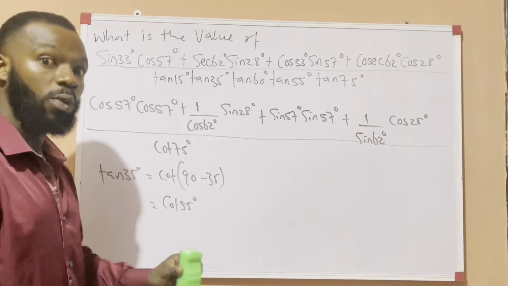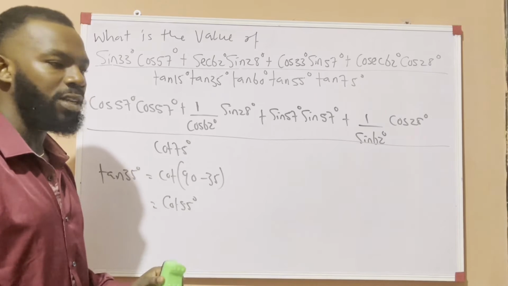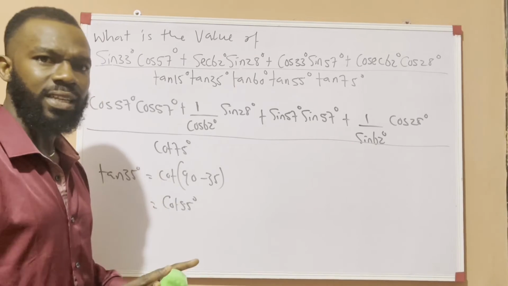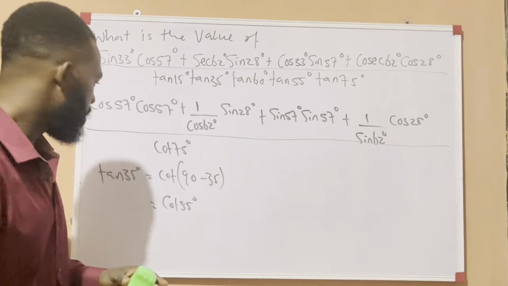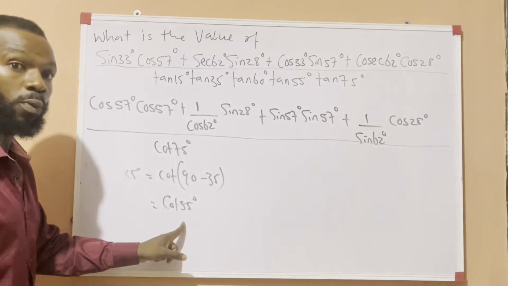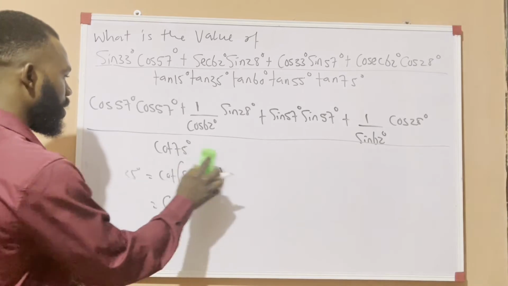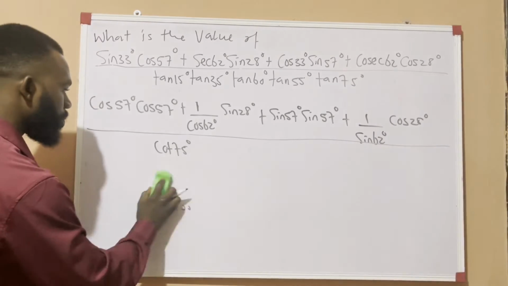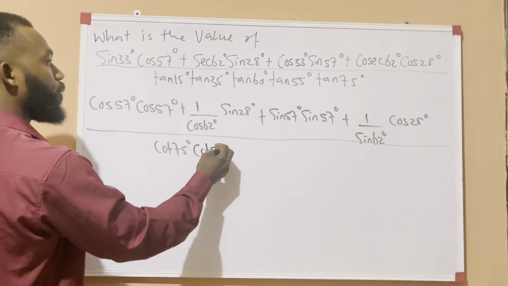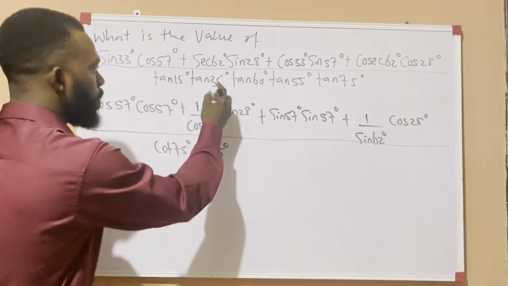I hope you are still with me. You don't need to be distracted; your attention should be with me. Now, let us proceed. In place of tan 35, I'm going to substitute cot 55 degree because they are equal to each other. So here becomes cot 55 degree.